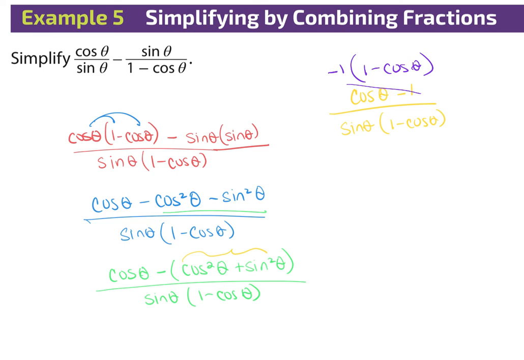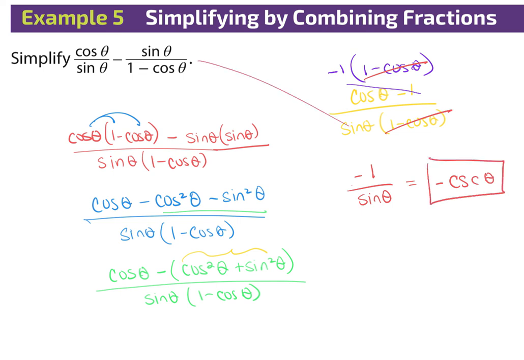And so now you should be able to see that I can cancel those. I can cancel this guy with this guy. On the top, I just have a negative 1. On the bottom, I have sine of theta. Hopefully, you know you can simplify that. What's the reciprocal of sine? It would be cosecant, and because of that negative 1, I have negative cosecant of theta. So this whole expression simplifies to that.